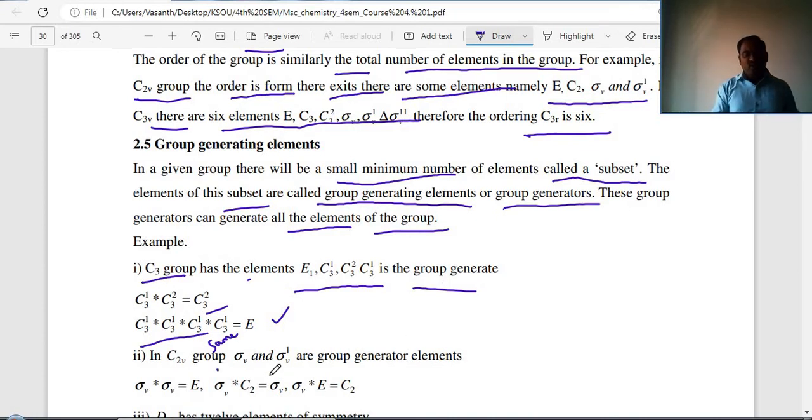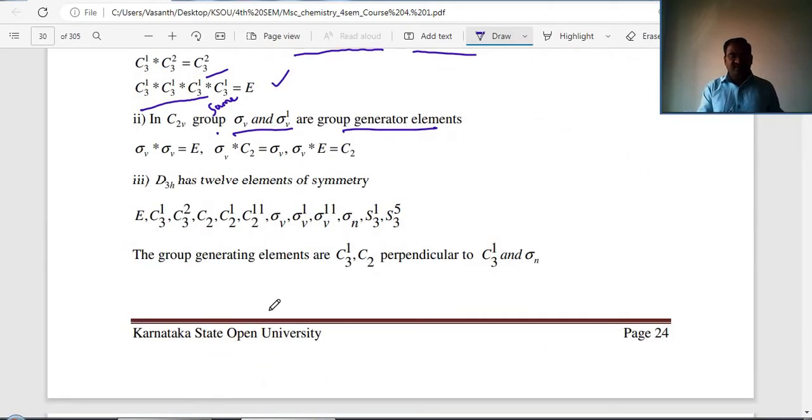In the C2V group, sigma V and sigma V dash are group generator elements. We consider sigma V into sigma V dash. What is that? Sigma V into sigma V dash gives C2.